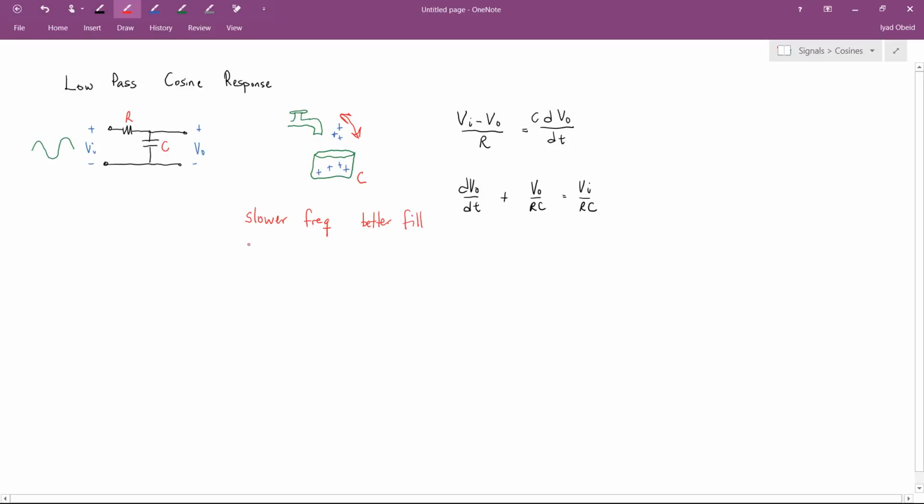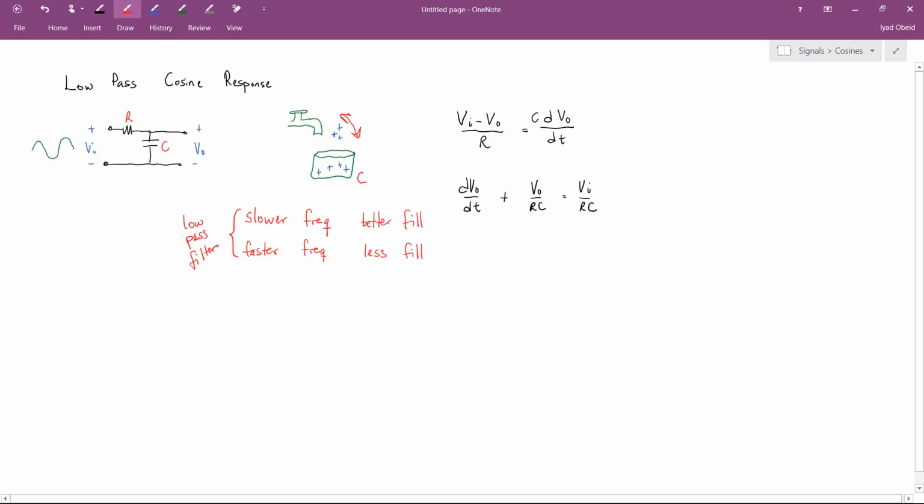If we increase the frequency, if we fill and empty, fill and empty, fill and empty really, really fast, and the bucket never has a chance to fill up, that means it's going to have less fill, and that's a nice clean way of thinking about what a low-pass filter is. Better fill is essentially saying the capacitor is going to take on more charge, so it's going to be passing the frequency better. So this is a nice way of thinking about a low-pass filter.